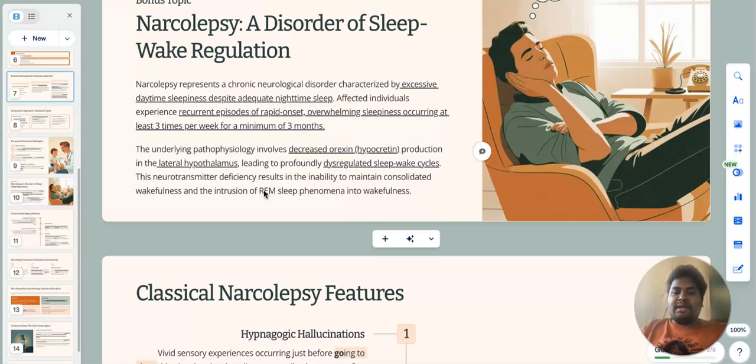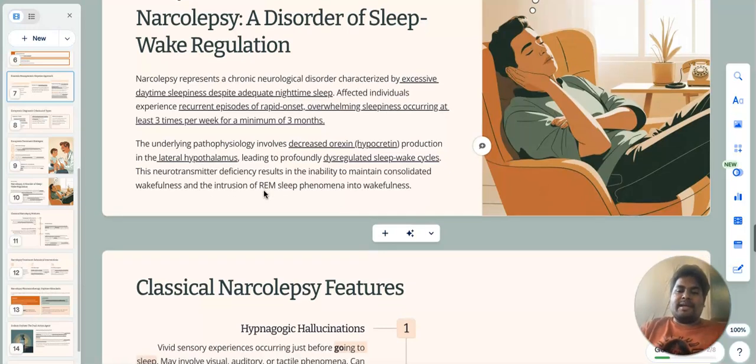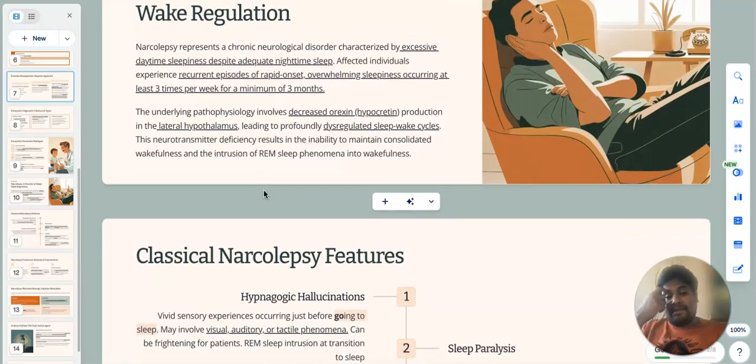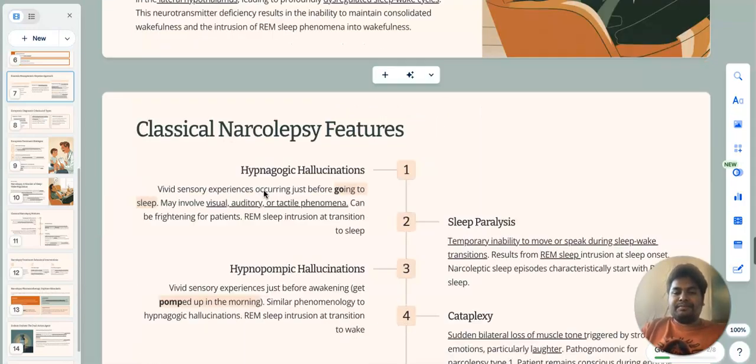And it's often recurrent. In narcolepsy, the person will have rapid onset and overwhelming sleepiness. He cannot control the sleepiness, and this occurs at least 3 times per week for a minimum of 3 months. Okay, so this criteria has to be met. And the underlying pathophysiology is that there will be decreased OREXIN, that's hypocretin, in the lateral hypothalamus of the individual. And because of this, there will be dysregulated sleep-wake cycles, and that leads to narcolepsy.